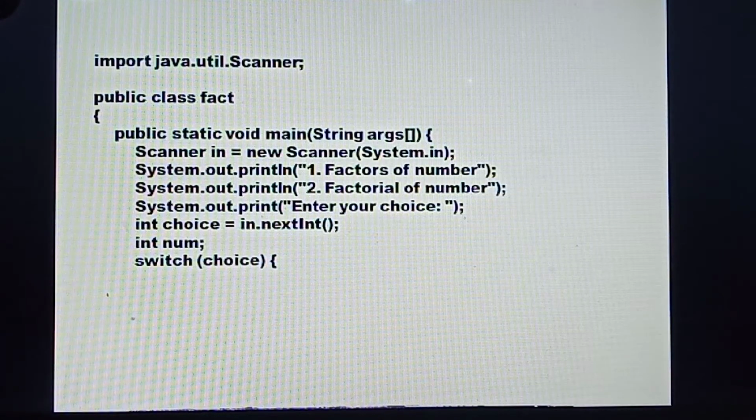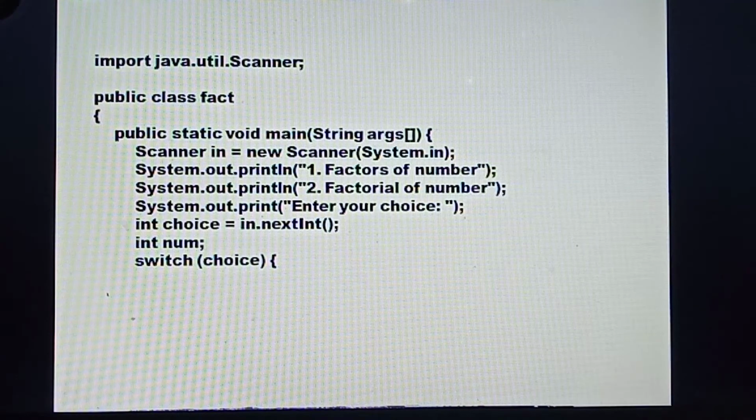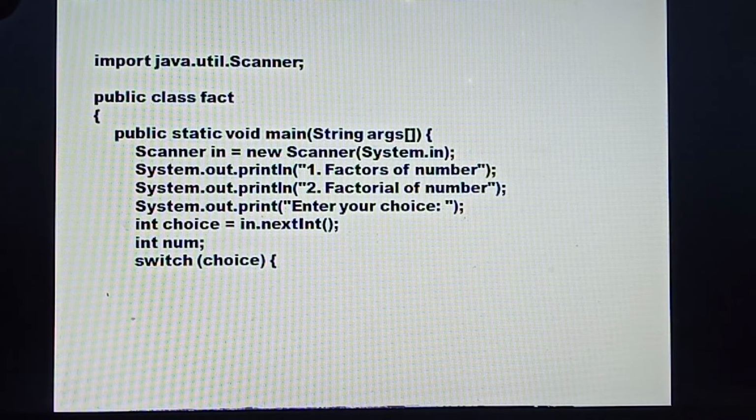Import java.util Scanner class, your class name Fact, and write the main function, and Scanner in equal to new Scanner(System.in). First you have to print factor of a number, and second you have to print factorial of a number, and after that you enter a choice, int choice equal to in.nextInt, then int num, then switch choice, open the curly bracket.